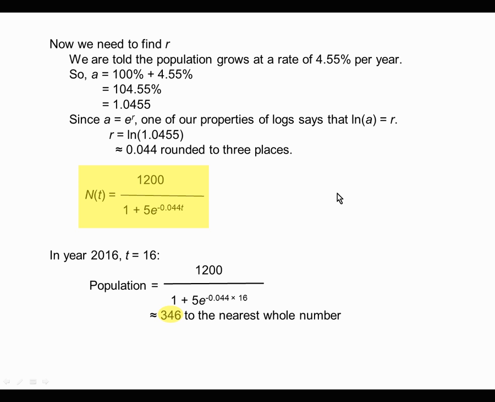Okay, logistic regression. Now remember, in the previous one, there was no data given. There was just information that allowed us to find the K, the B, and the R. So we couldn't use the calculator to get the regression model. So, logistic regression.